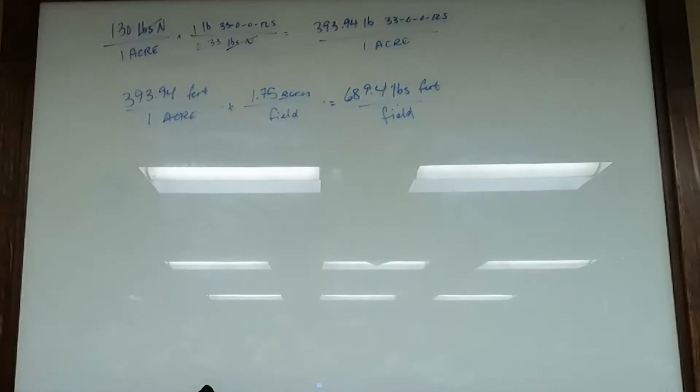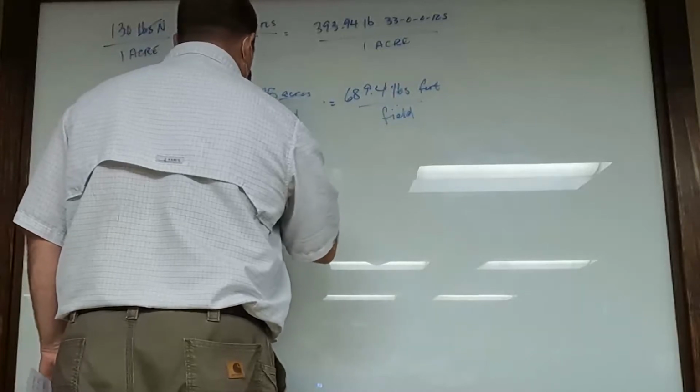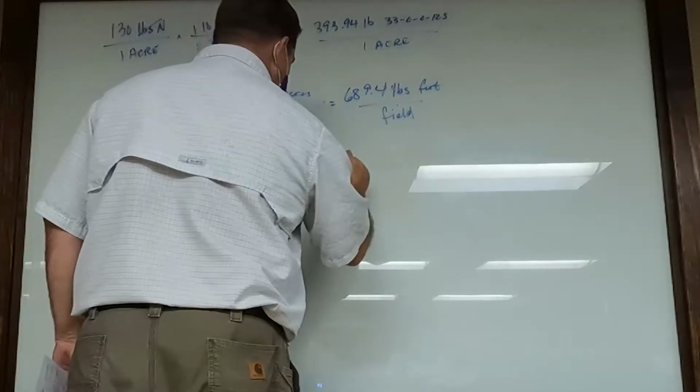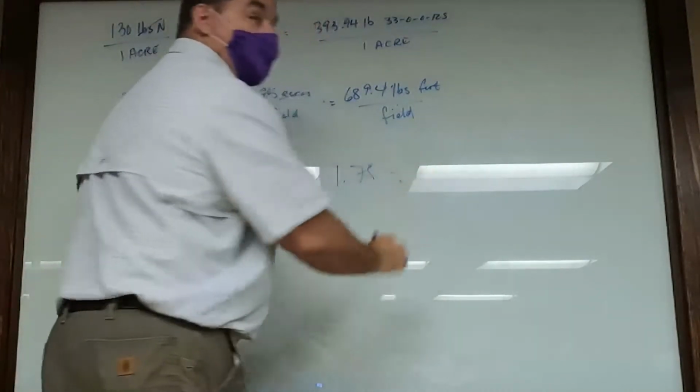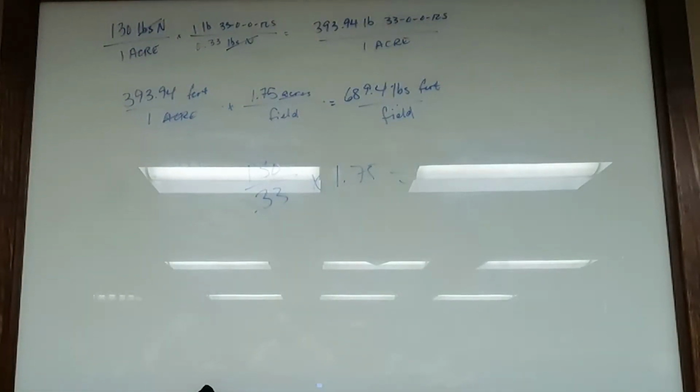If y'all are math whizzes and you can just do that math straight through, I'm okay with that. I like to see your units. They're important, because if for some reason you get them flip-flopped, you know, they say show your work so I can give you some credit. If you just go 130 divided by 0.43 times 1.75 and you get the wrong answer, I can't give you any credit on that. I don't know where you got it mixed up.